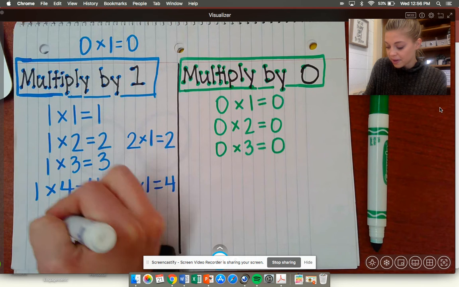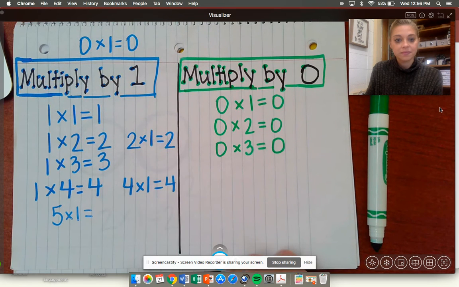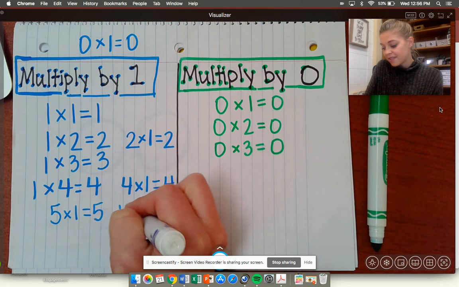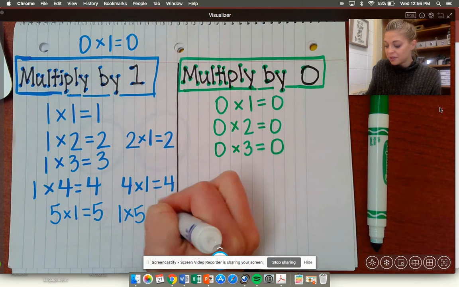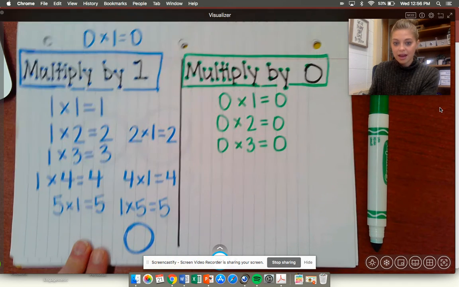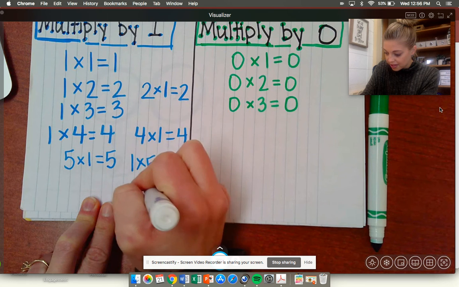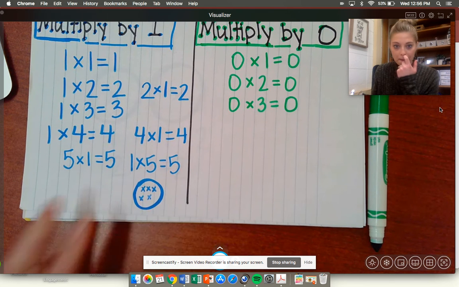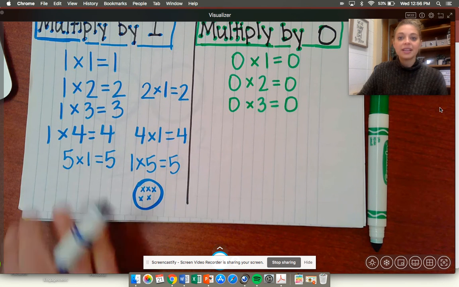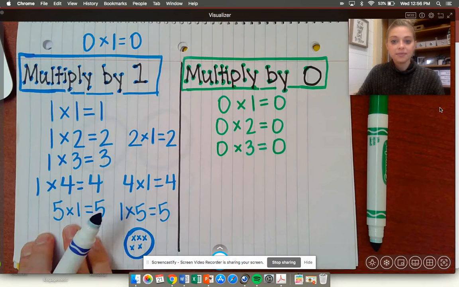What about 5 times 1? 5. And if we flip-flop that and do 1 times 5, the answer would also be 5, because if we have one group of 5, 1, 2, 3, 4, 5, how many are there in all? There's just 5. So one group of 5 equals 5. That's 1 times 5 equals 5. So now that we have learned about multiplying by 1, let's talk about multiplying by 0, which is just as easy.